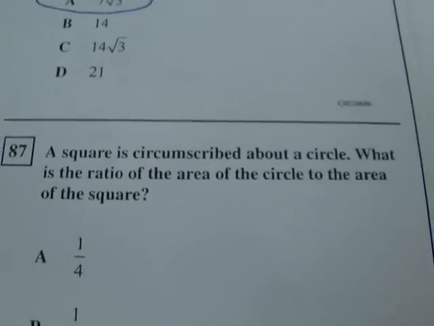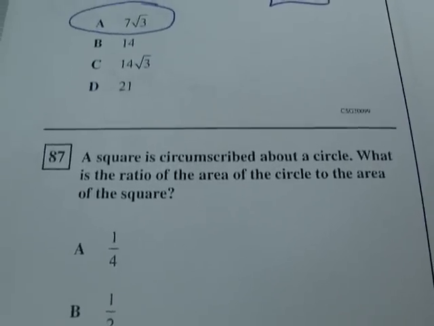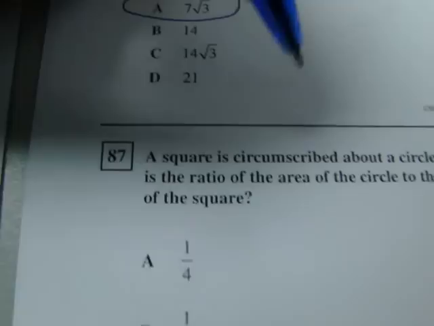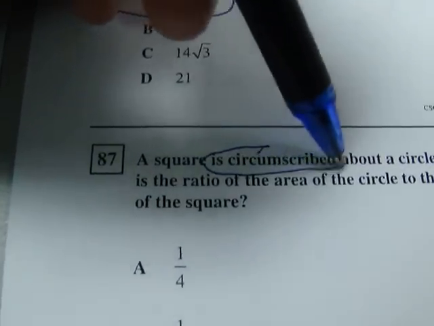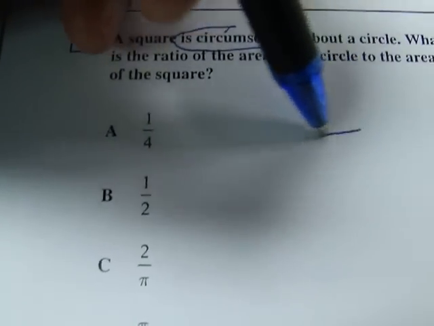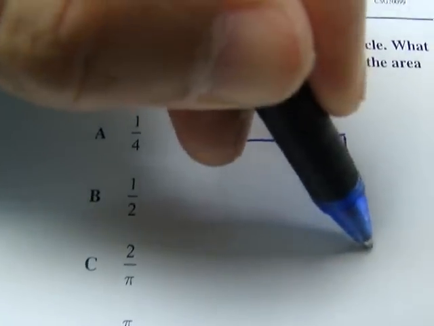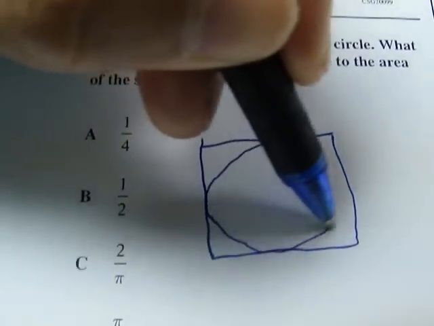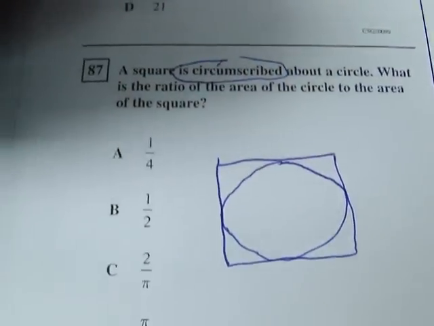It says a square is circumscribed about a circle. What is the ratio of the area of the circle to the area of the square? Okay, so the square is circumscribed. So remember, there's inscribed and circumscribed. Circumscribed means on the outside. So that means the square will be on the outside, so the circle will be on the inside.